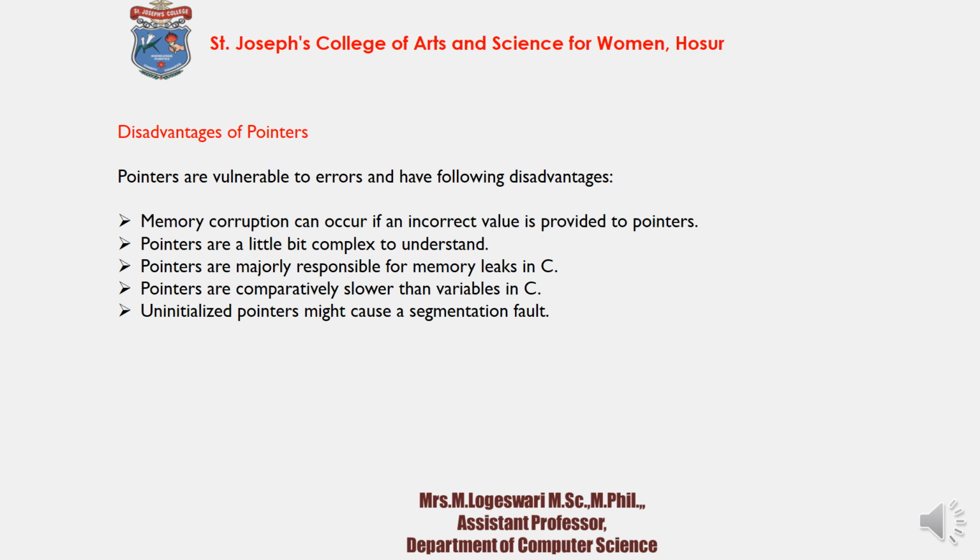Disadvantages of pointers. Memory corruption can occur if incorrect values are provided to pointers. Pointers are a little bit complex to understand. Pointers are mostly responsible for memory leaks in C. Pointers are comparatively slower than variables in C. Uninitialized pointers might cause a segmentation fault.